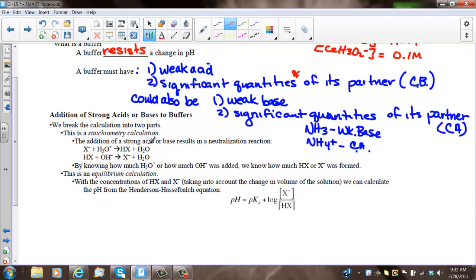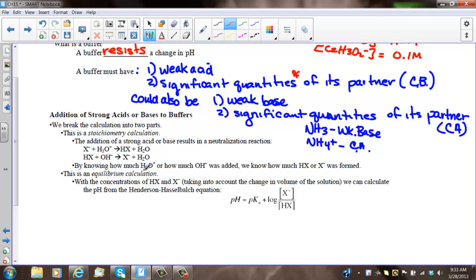So buffers are basically a stoichiometry calculation. So this is what can happen. The addition of a strong acid or base obviously results in neutralization, because if I have an acid and I add a base, it's going to neutralize. So here I have my cation, my anion, and I add an acid, and it forms acid and water. Here I have my acid and I add base, and it forms the anion and water.